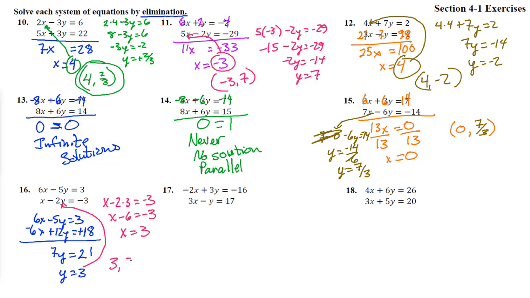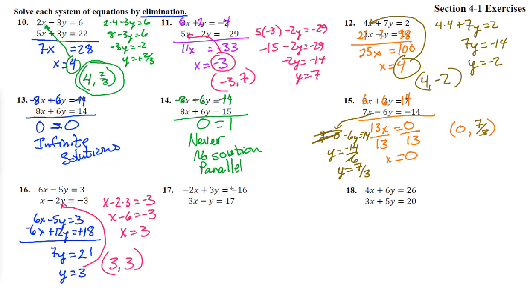What? 3, 3, does it really work in both of them? 3 minus 6 is negative 3, yes. 18 minus 15, when we stick them both in, does indeed equal 3. Look at that. Great.